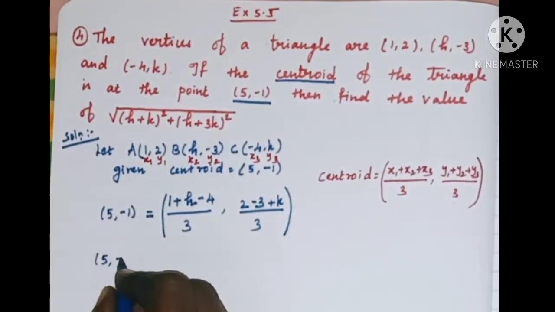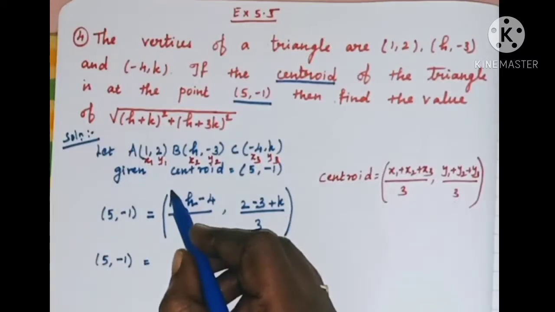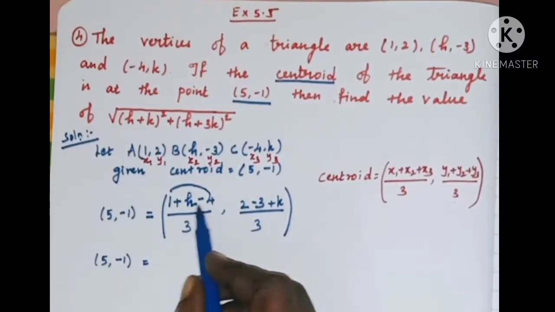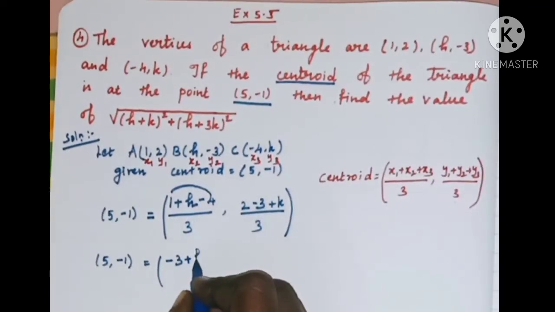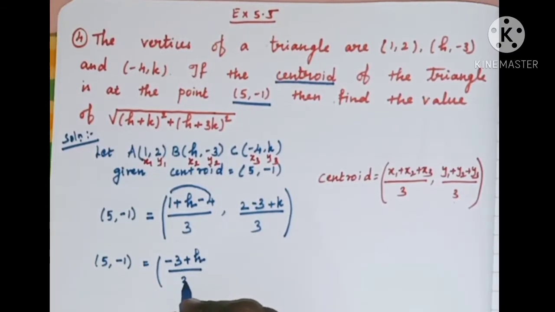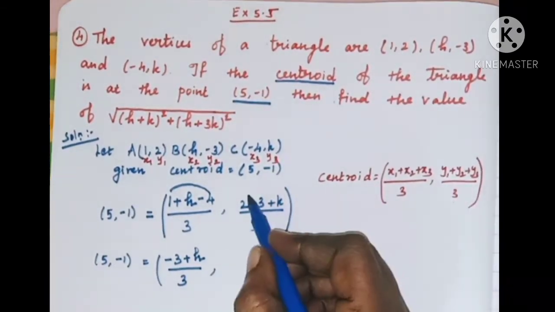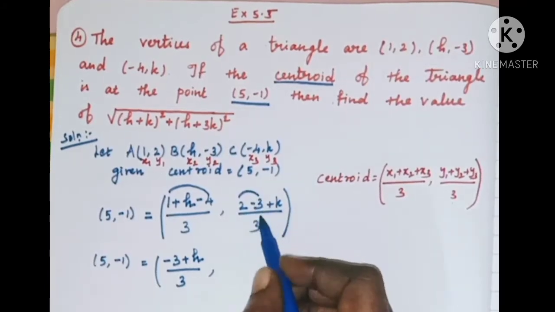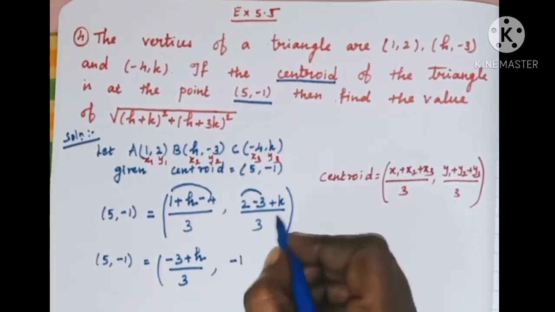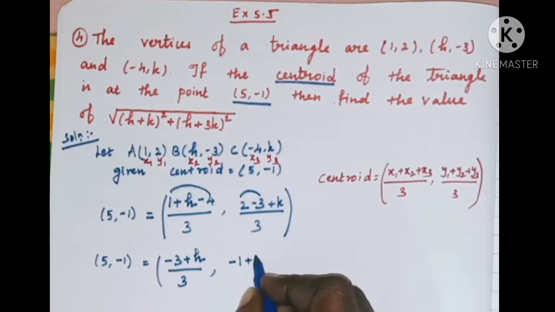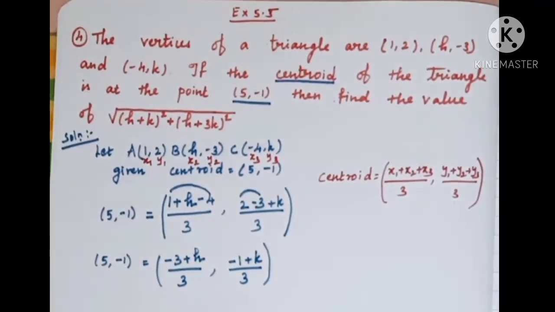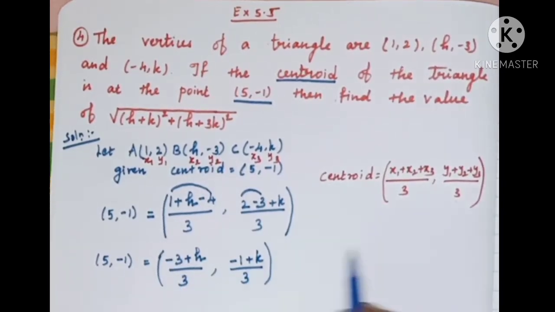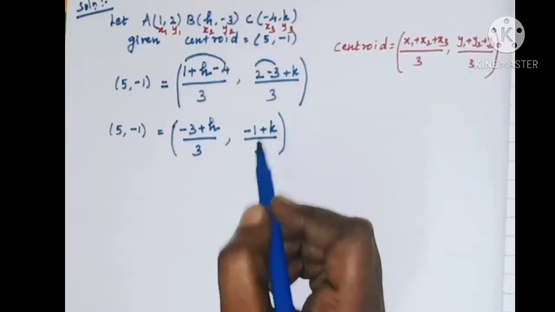Now (5, minus 1) is equal to 1 minus 4. Subtracting these two numbers, 1 minus 4 will become minus 3, and write the variable as it is, so minus 3 plus h divided by 3. Here we have 2 minus 3, which is minus 1, plus k as it is, divided by 3. Now we have to find the values of the variables h and k.